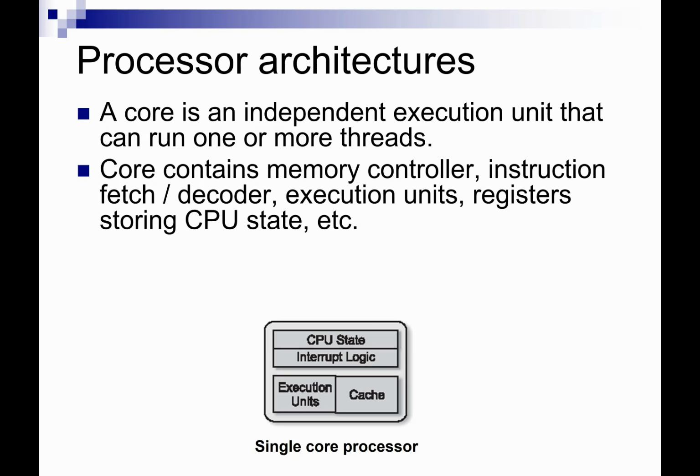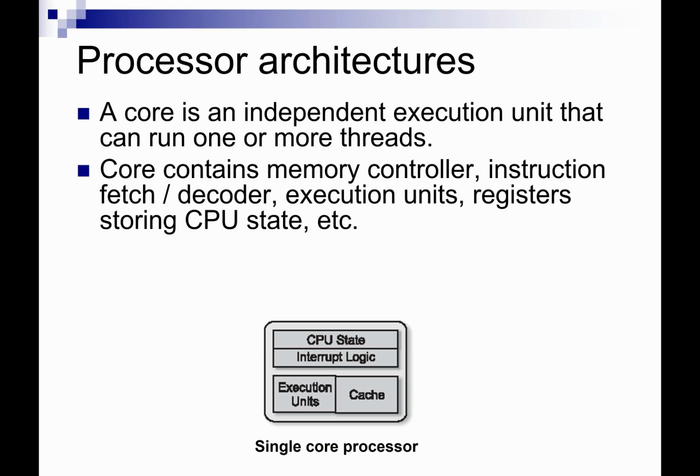Now we've talked about the performance of a single processor. Now let's look at how to combine multiple processors into a larger computer. So we're looking at the next level in the parallelism hierarchy, and we're going to look at different processor architectures.